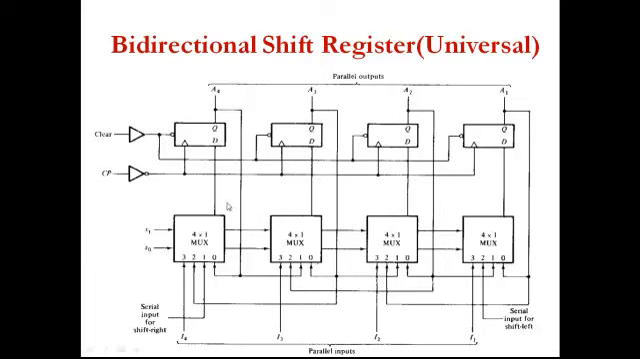Sorry, now I will repeat this once again. Whenever we have the 0 1 combination, the first input of every multiplexer will be active. So you can see carefully how it is connected. We have configured it for serial right shifting.